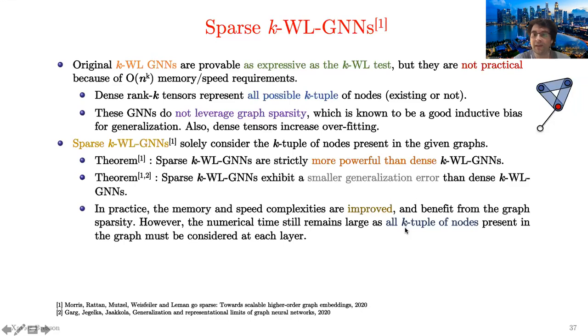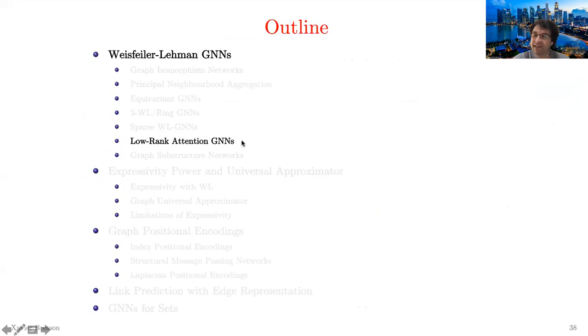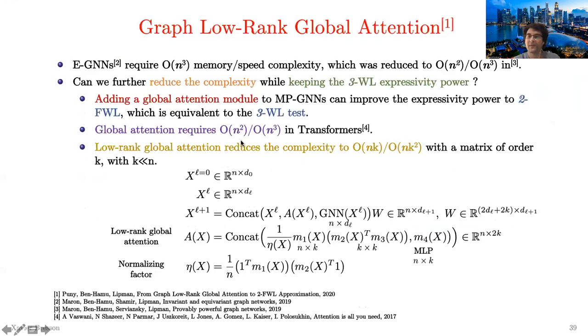Going in this direction of reducing the complexity, we have low rank attention graph neural network. What we want is to find an alternative way to design message passing GNN which can be as powerful as the 3WL test. In this paper, they use message passing and augment the message passing graph neural network with a global attention module. They show that this improves the expressivity power to the 2-folklore WL test, which is equivalent to the 3WL test, the one we want for better expressivity.